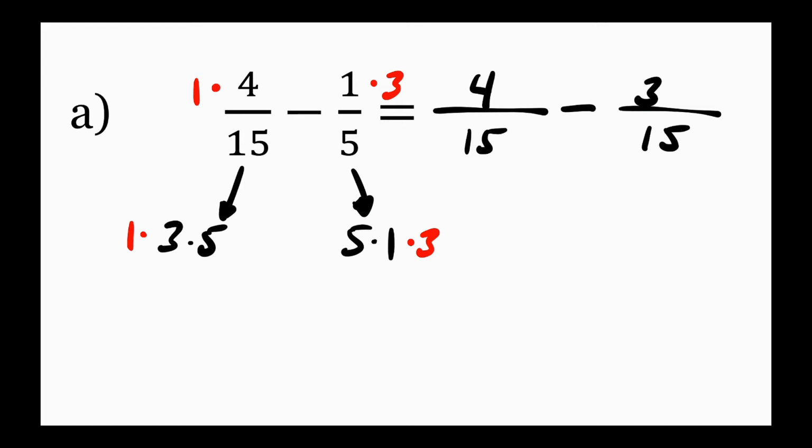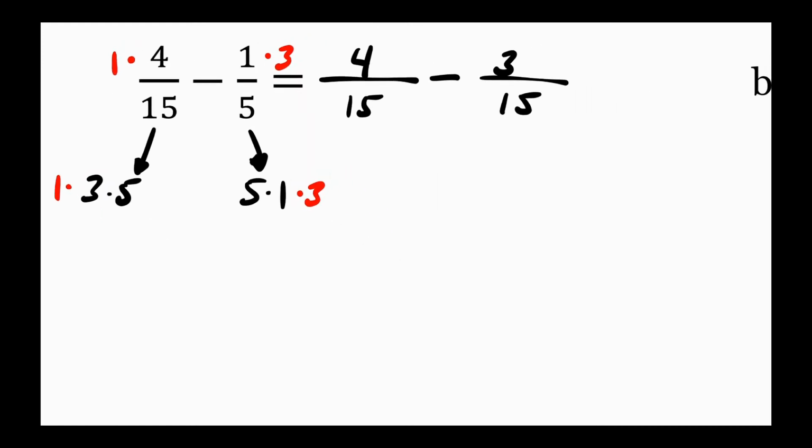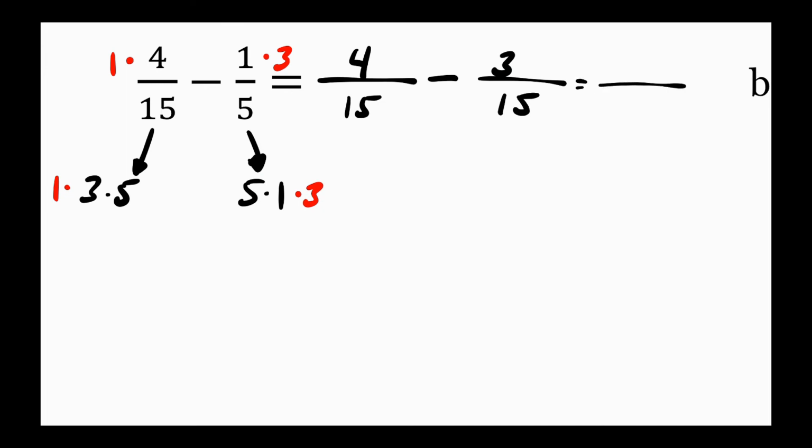The bottom is the same. So when I add or subtract, I don't even touch the bottom. I don't touch the denominator. It stays the same. All that I add or subtract are the numerators, the top. 4 minus 3 is positive 1. Done.